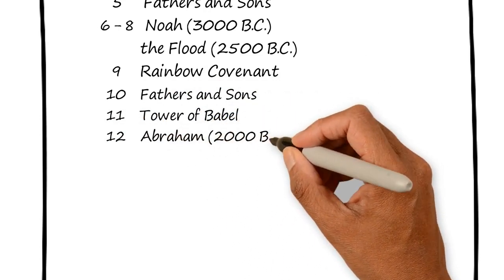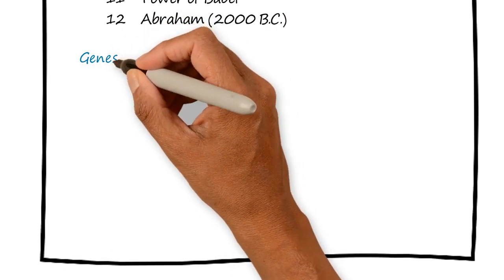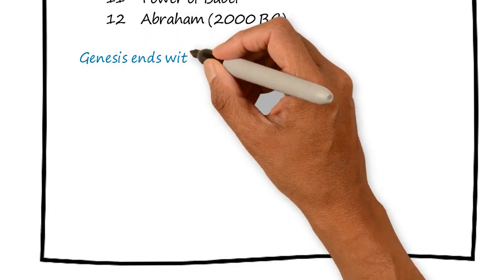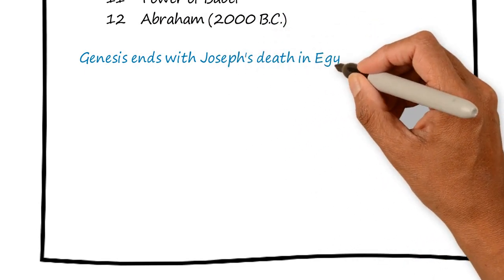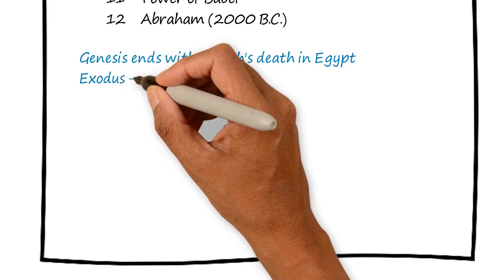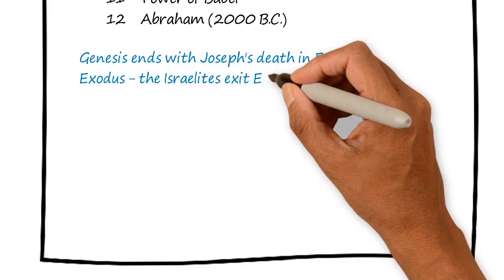Abraham moved to the Promised Land about the year 2000 BC. Genesis ends with Joseph's death in Egypt. Exodus is about the Israelites' exit out of Egypt. Leviticus is all about the Levites and the law.